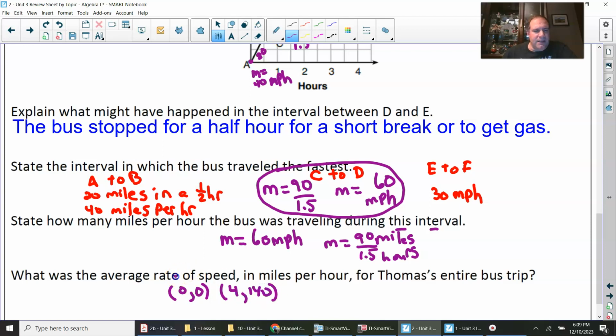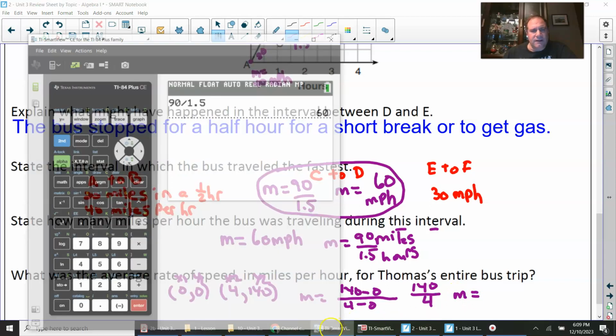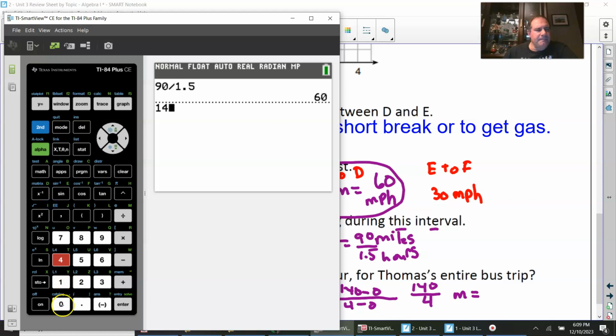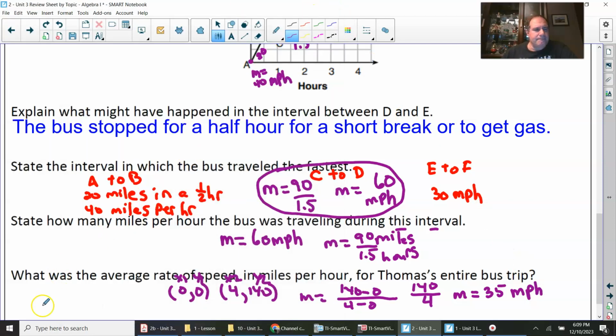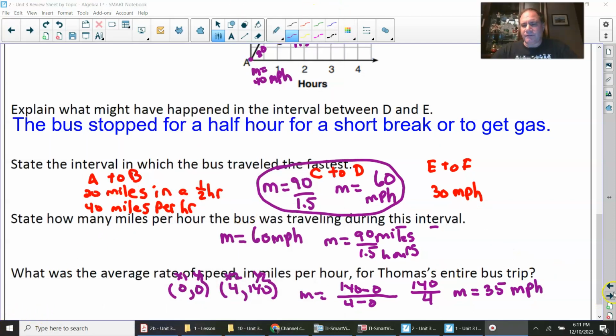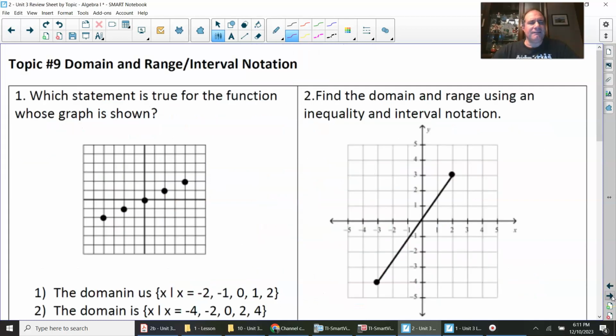And then we could figure out x1, y1, x2, y2, m equals 140 minus 0 over 4 minus 0, 140 over 4. And let's see how fast they traveled. 140 divided by 4 is 35 miles per hour. So that average rate of speed was 35 miles per hour, and we're on to the last topic.